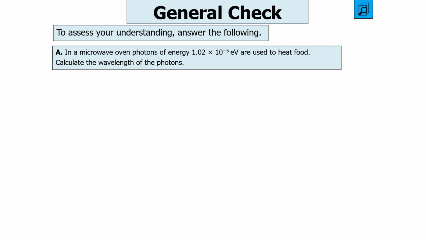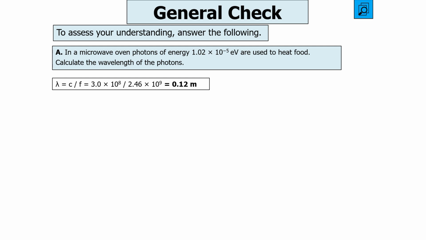The next question says calculate the wavelength of these photons. So pause the video now, then unpause the video when you want to go through your answer. Right, again we know lambda is equal to the speed of light over frequency, so we can pop in all the values and we get 0.12 meters.